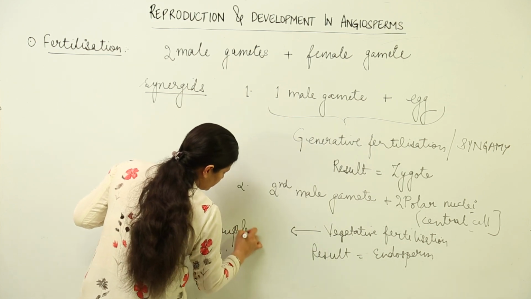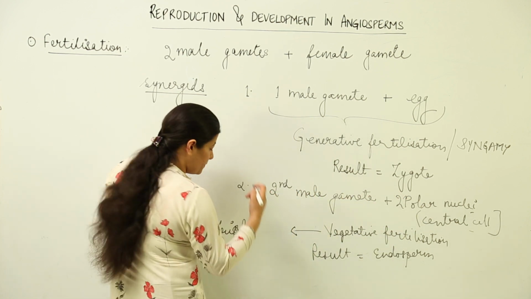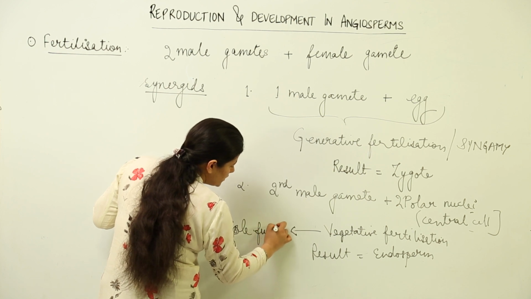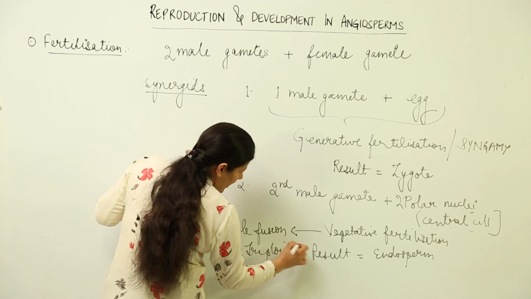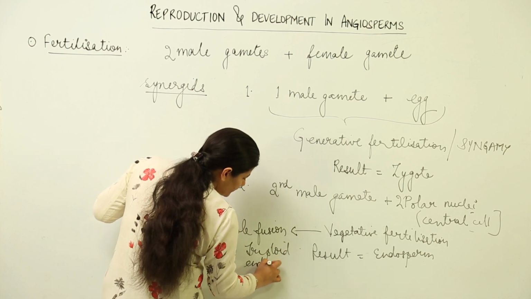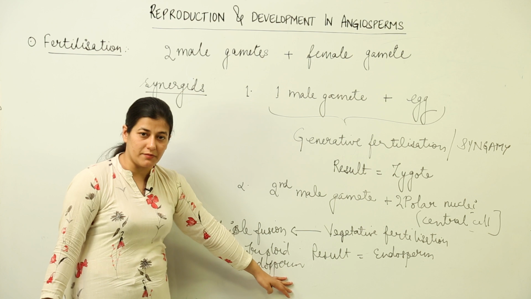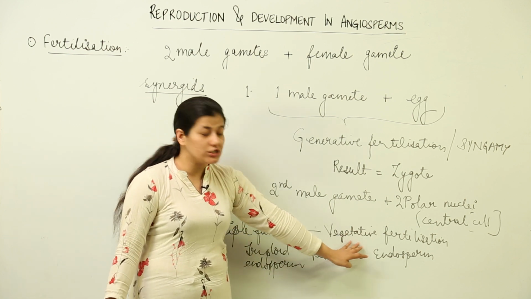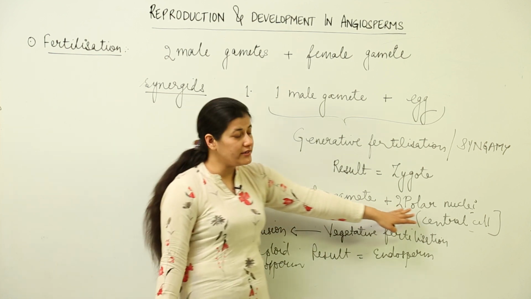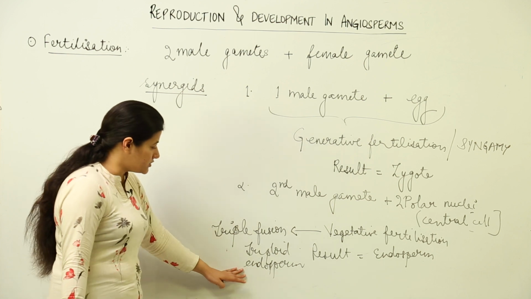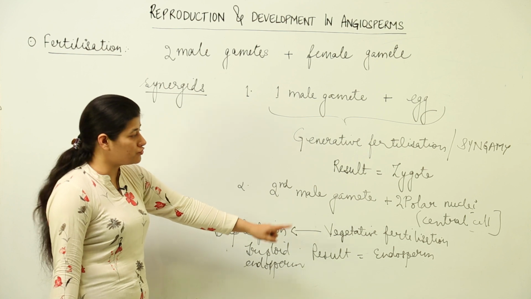Now why is it triple fusion? As you can see, there are going to be 3 nuclei which would combine and a triploid would be formed. Triple fusion giving rise to a triploid endosperm, and hence the term triple fusion. Okay, so the triploid endosperm is formed as a result of the vegetative fertilization that has taken place between the second male gamete and 2 polar nuclei of the central cell, and as a result we get this endosperm. This endosperm is responsible for providing nutrition to the zygote.